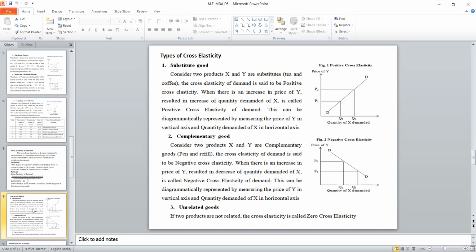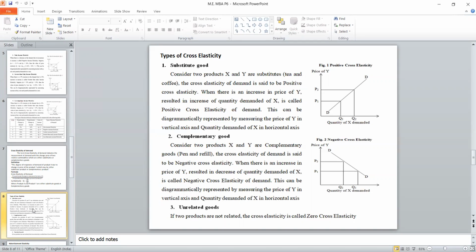Apart from these two, one more thing is there. Sometimes that particular X and Y may not be related. Either it will not be a substitute, nor will it be a complementary. For example, bicycle and rice. So these two we cannot compare. This is a vehicle, that is a food.